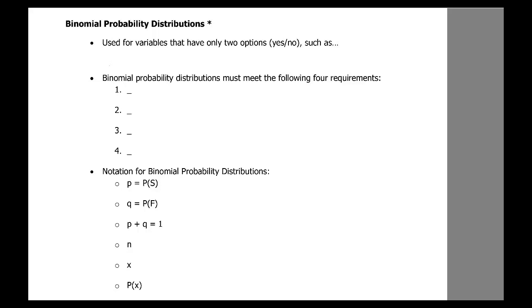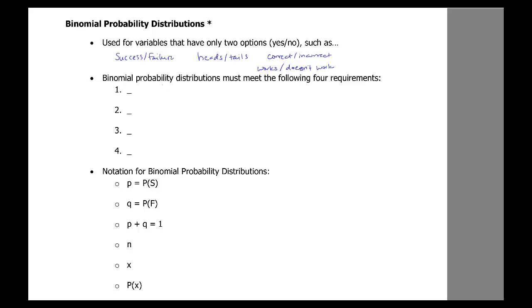The binomial probability distribution is used for variables that only have two options, such as yes or no. Other examples might be success and failure, heads and tails, correct, incorrect, works or doesn't work. Those are all kinds of examples that you'll see in these next few videos.